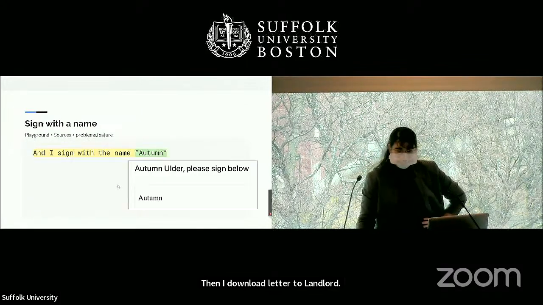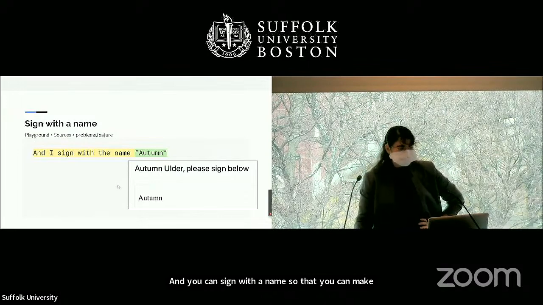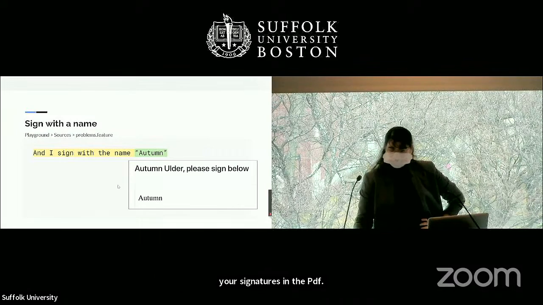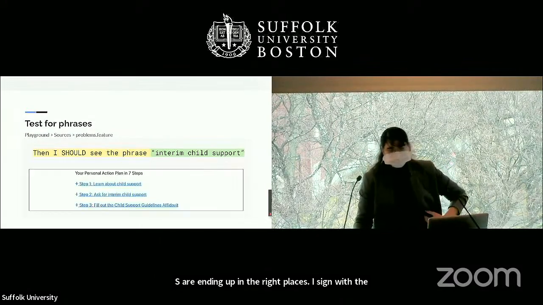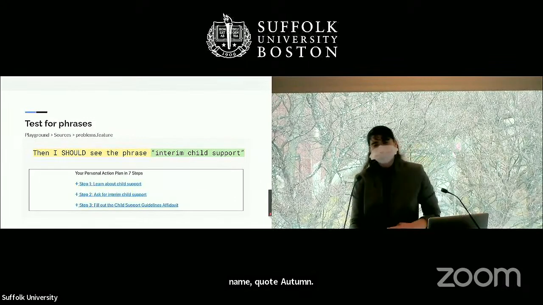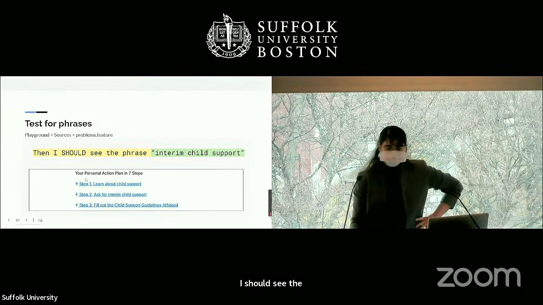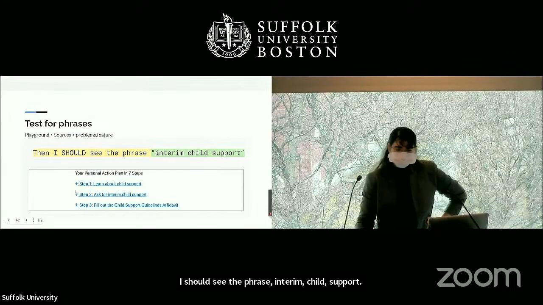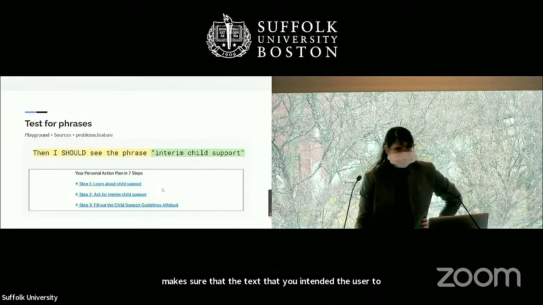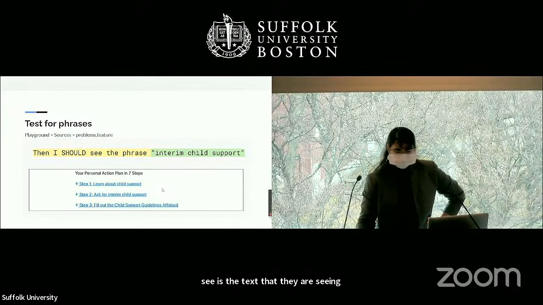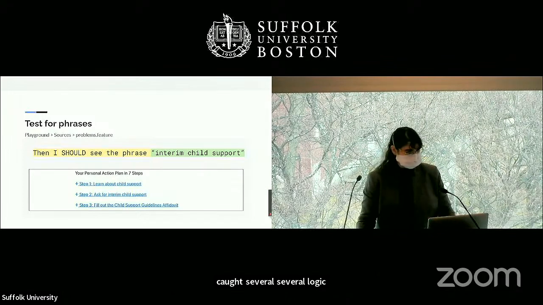And you can sign with a name so that you can make sure your signatures in the PDFs are ending up in the right places. I sign with the name, quote, Autumn. I should see the phrase interim child support. This makes sure that the text that you intended the user to see is the text that they are seeing. And this has caught several logic errors that we've run into in the past.